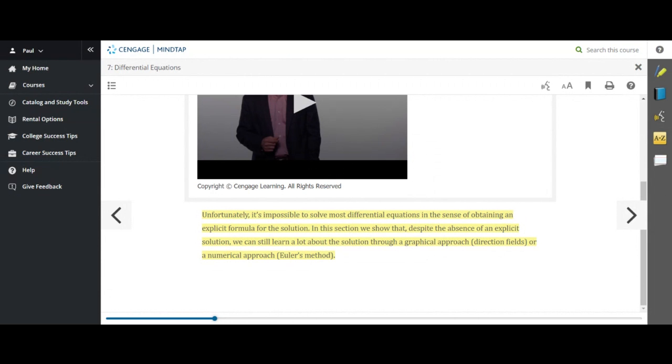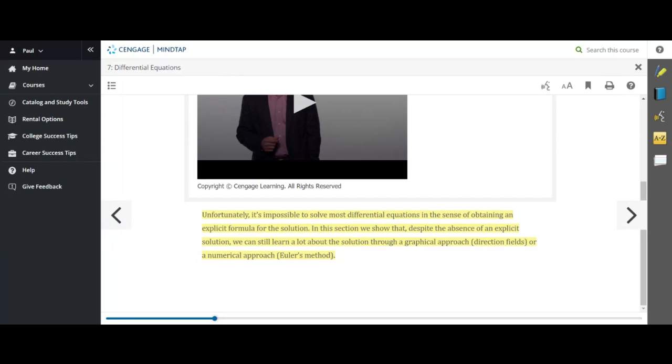Okay, so they mentioned right in the beginning of section 7.2 that unfortunately it's impossible to solve most differential equations in the sense of obtaining an explicit formula for the solution. Although I will say many important differential equations you can solve. But what the author's saying is true. In this section, we show that despite the absence of an explicit solution, we can still learn a lot about the solution through a graphical approach. Now, a graphical approach would involve direction fields, and a numerical approach would involve what's called Euler's method.